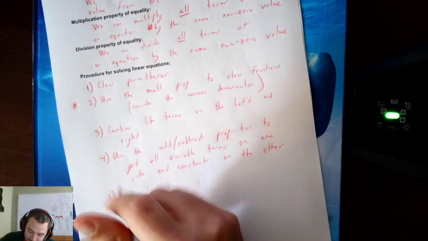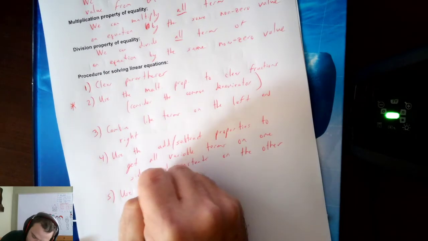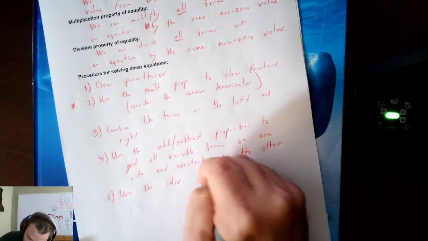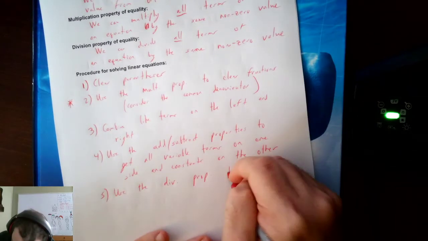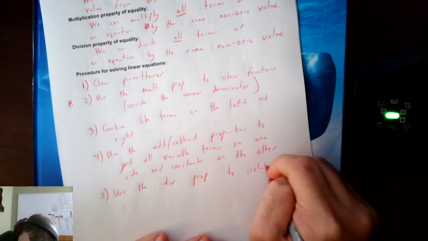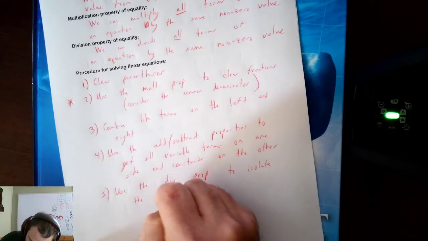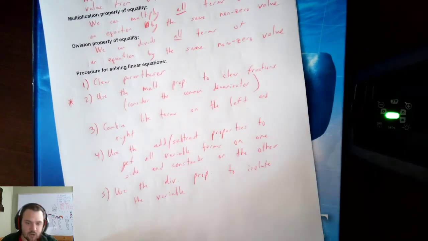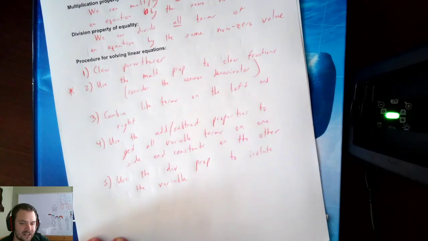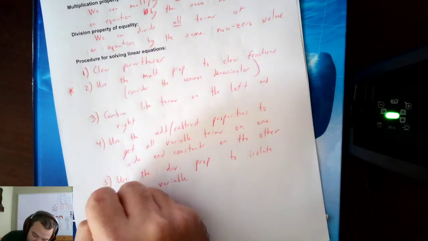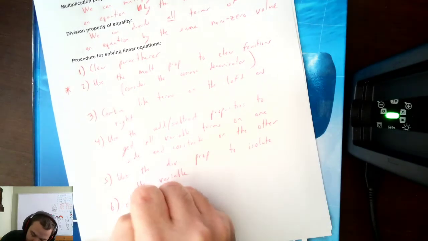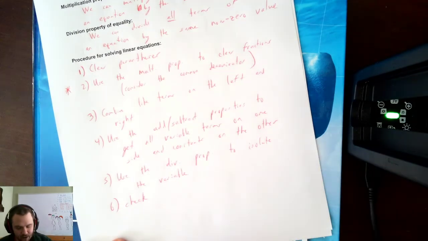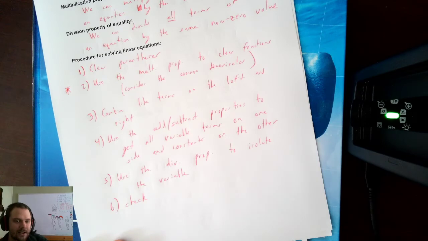The fifth step is use the division property, I'm abbreviating it div prop, to isolate the variable. The fifth step is where you're actually creating an answer. You're actually determining what the answer is. And then the sixth step, we check. You plug back in and check your answer. That's the sixth step, is check your answer.